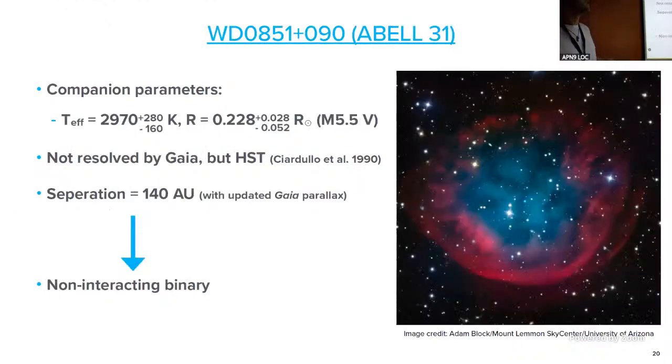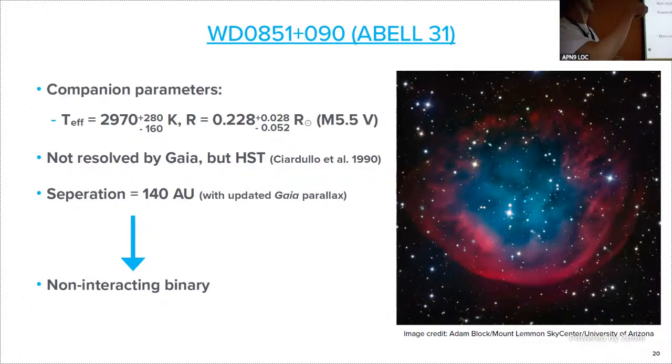This is VDES 0851. The companion parameters from our SED fit are written here, and this is in agreement with the previously found results. The system is not resolved by Gaia, but it was previously resolved by HST. With the updated Gaia parallaxes, we calculated a separation of 140 AU, which means that this is a wide non-interacting binary.